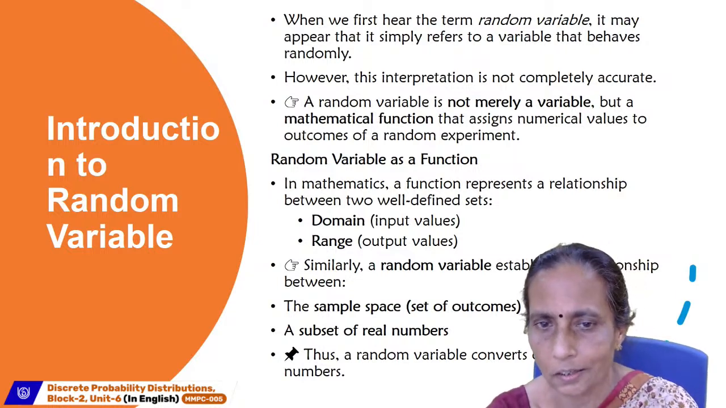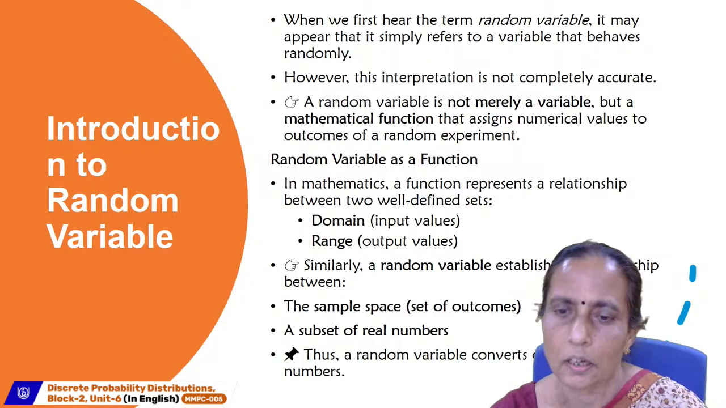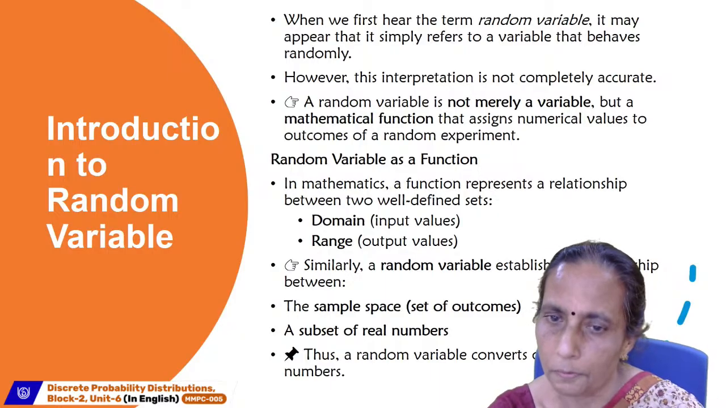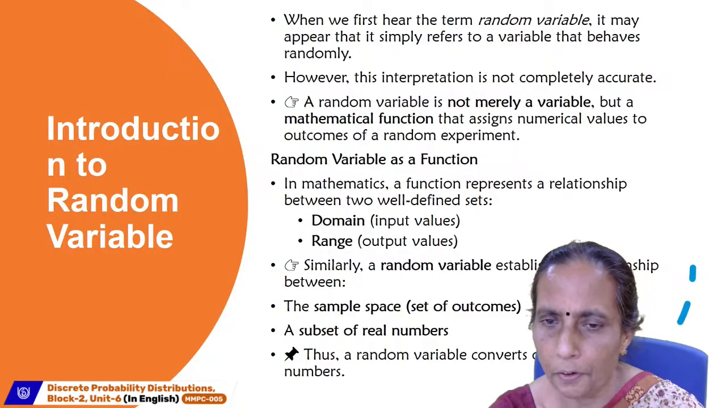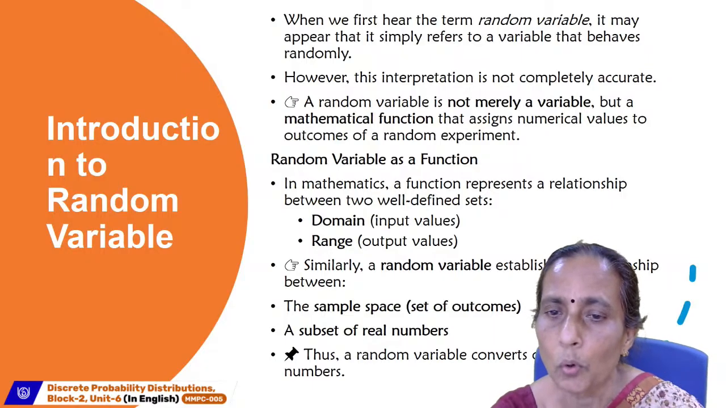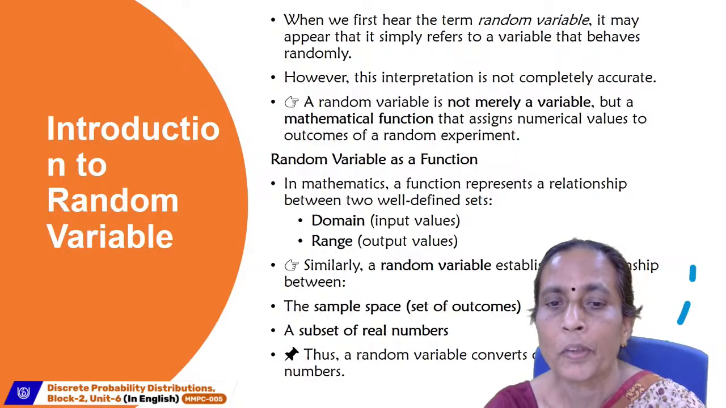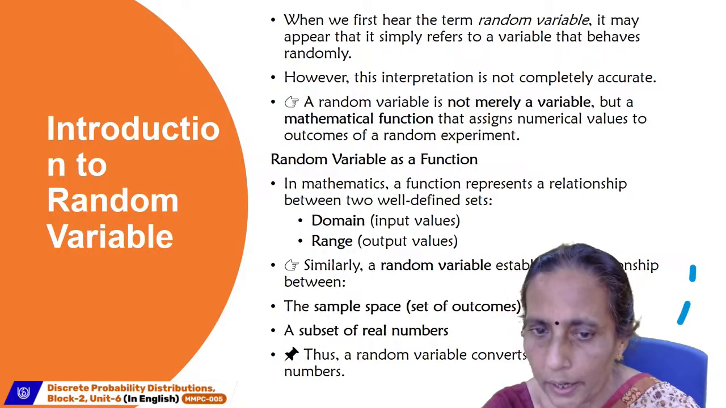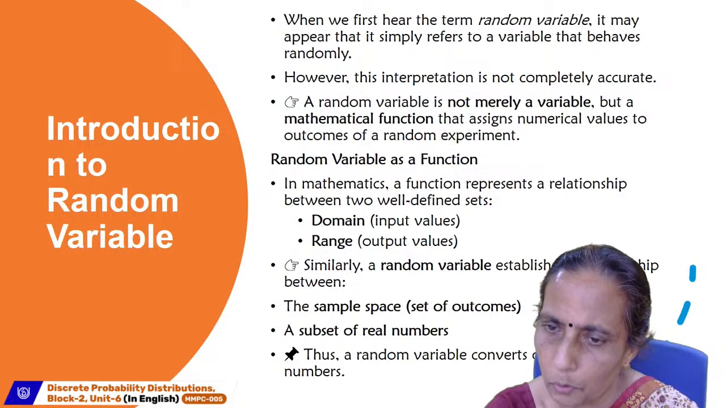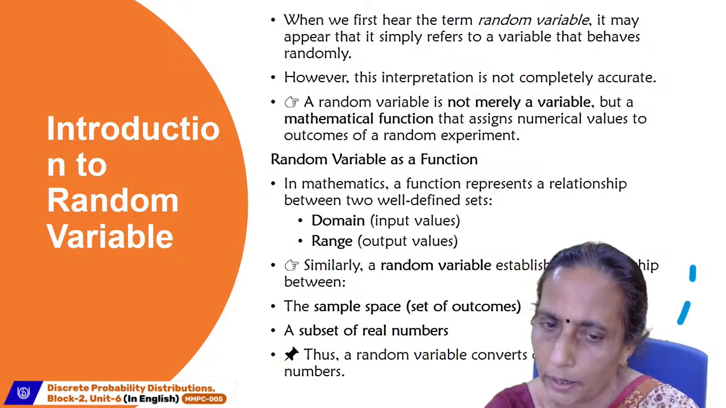So beyond that set, they cannot take any input, or beyond that range, they cannot give you the output. So a random variable is a function. Each and every function represents a relationship between two well-defined sets. By set, I mean a collection of numbers or elements. One is your domain, that means the input values, and the range is the possible outcomes, that is, the output values.